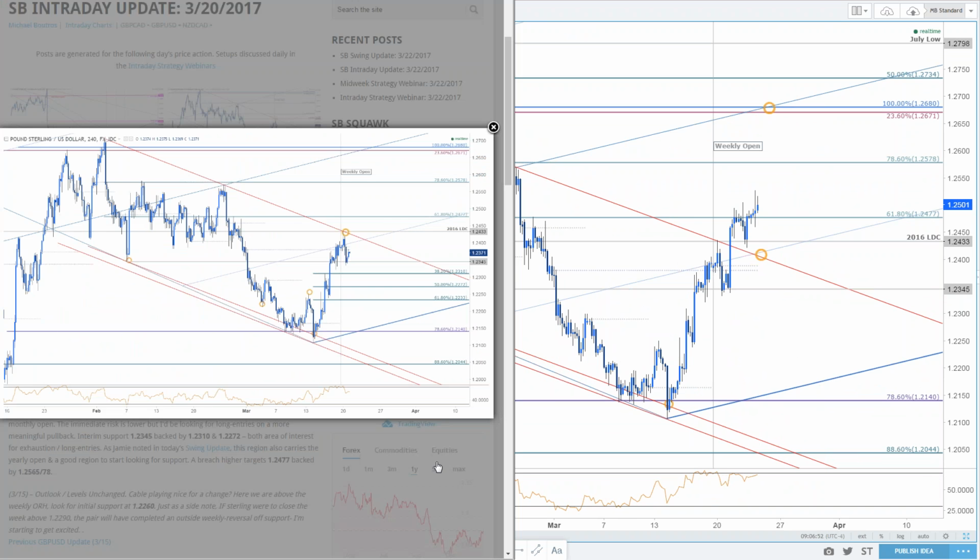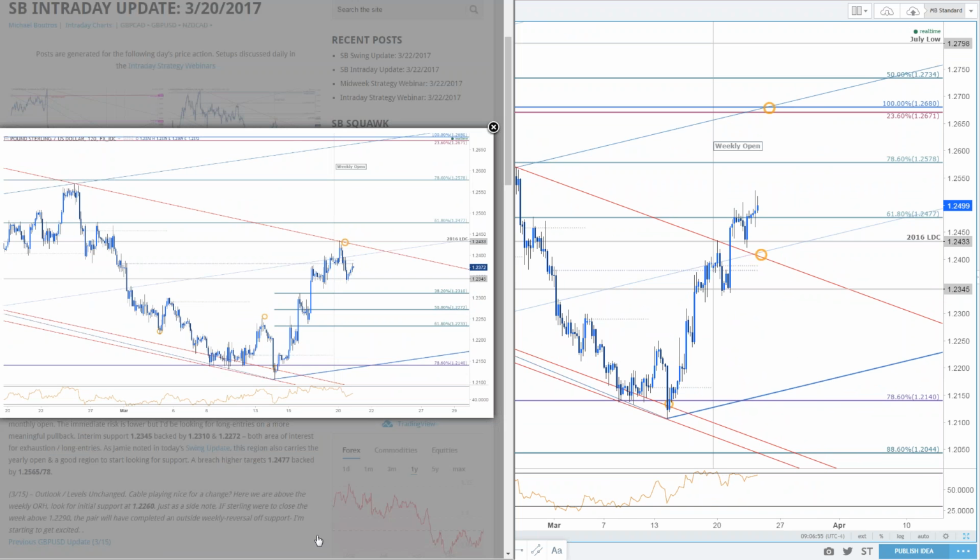So no change to any of the levels. These are the levels from yesterday, from earlier in the week, so this retracement is actually null and void, but these topside targets remain unchanged. Questions on British pound?